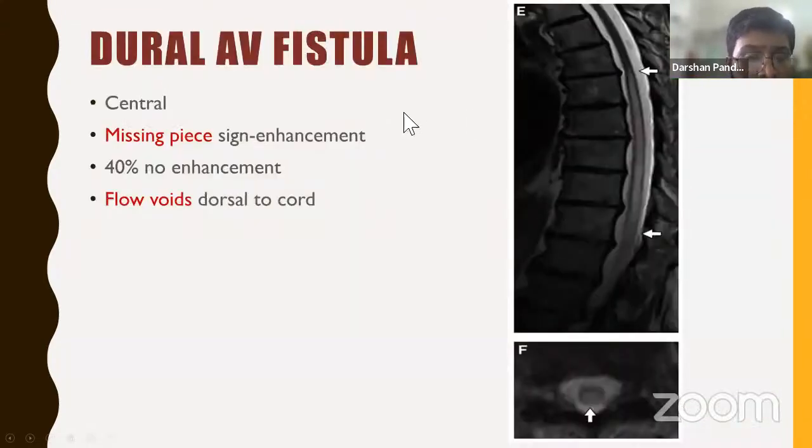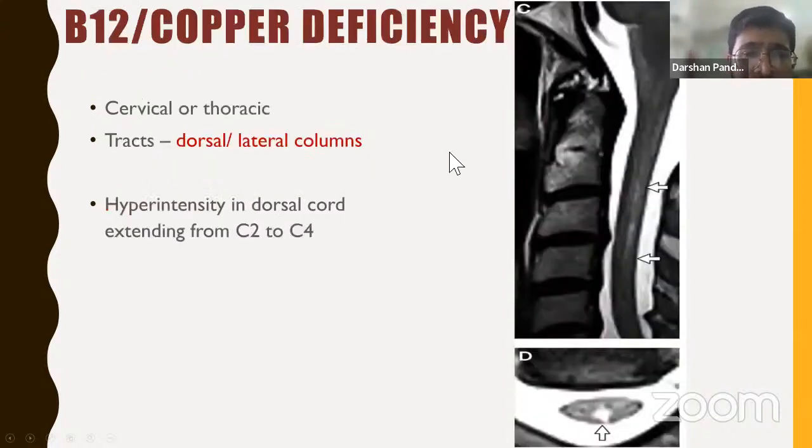Talking about dural fistula, there's a central lesion, here the missing peace sign. Amongst the enhancement, there is some part that is not enhancing. The missing peace sign is characteristic of dural fistula, and flow voids dorsal to the cord are particularly common. In B12 deficiency, the lesions are tract-specific, dorsal or lateral column. Here, dorsal column lesions are seen, with hyperintensity from C2 to C4.